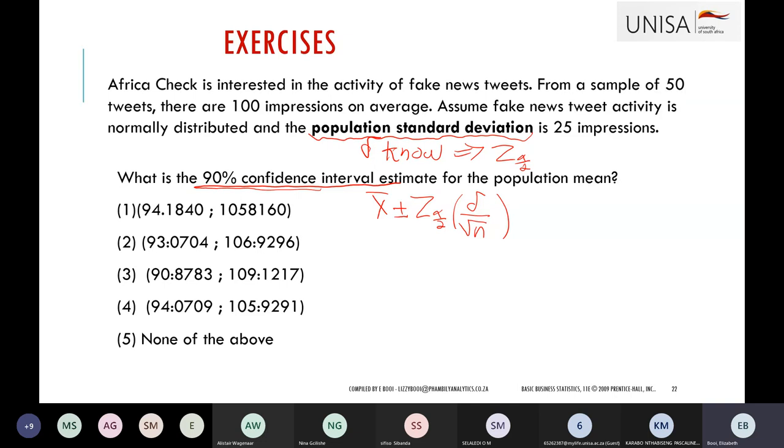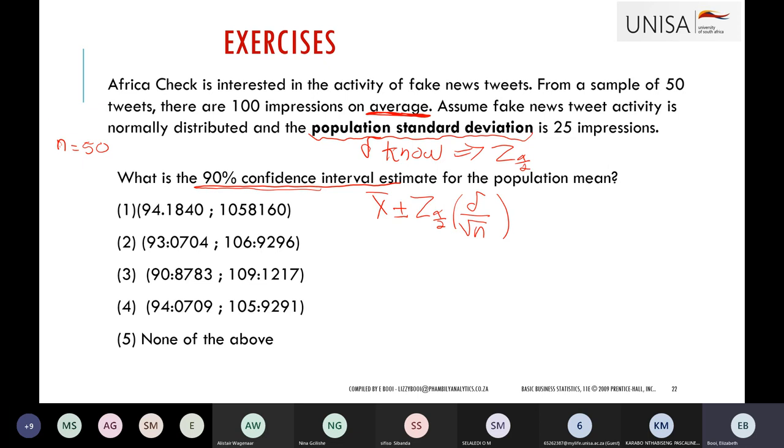So they're giving us a 90%. So what are we also given? We can quickly do that. We are given the sample size, which is N of 50. You are also given the average. When you read the questions, pay attention to the key things that they give you. They didn't say mean, but you need to know that the mean is the same as the average. Remember that, that is what we did in study unit 3. The mean is the average.